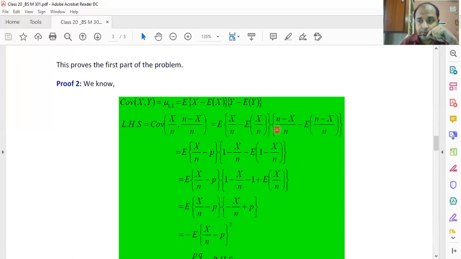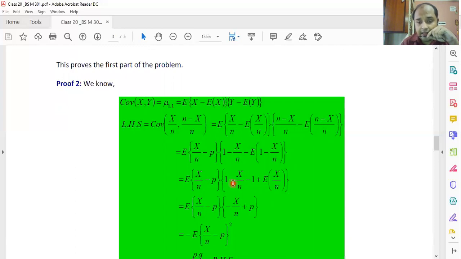Covariance always comes with respect to two variables. Here we are actually considering two variables. Since capital X is present only, don't think that we are dealing with a single variable. Here we are dealing with two random variables. One random variable is of the form X by n, another random variable is of the form 1 minus capital X by n. So we can treat this as X and this as Y. Now, in place of E of X by n, we can put small p. So we have done it here.